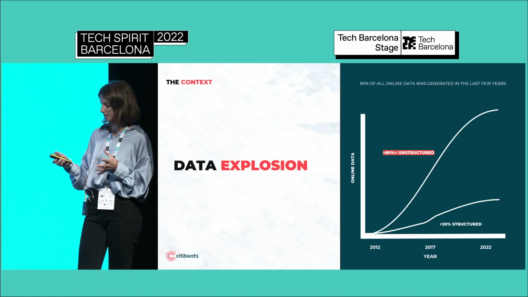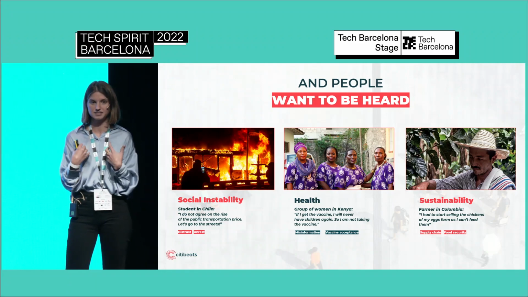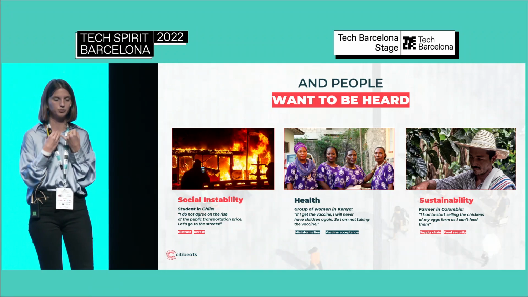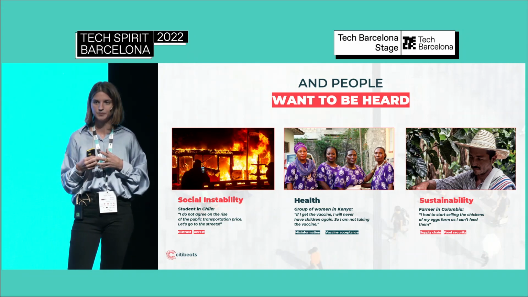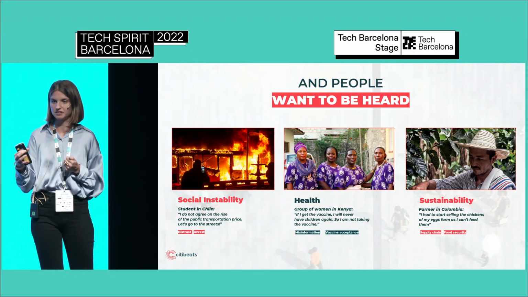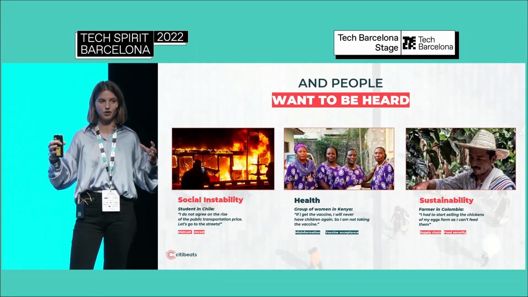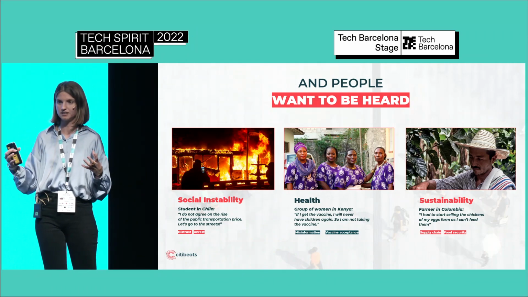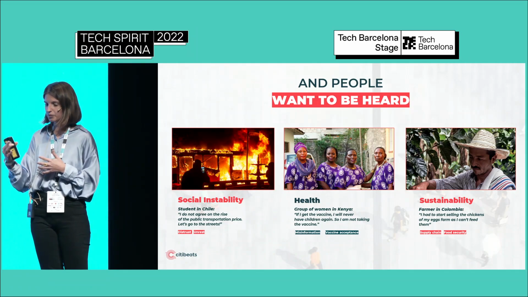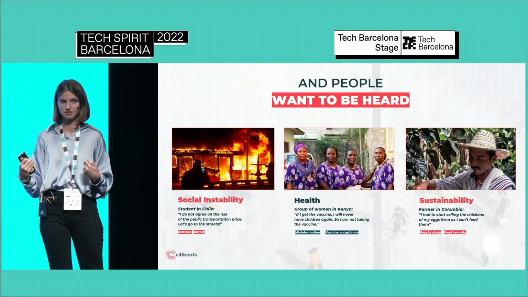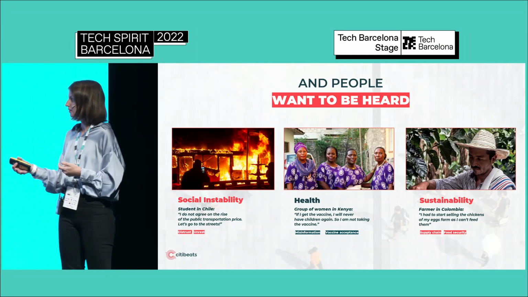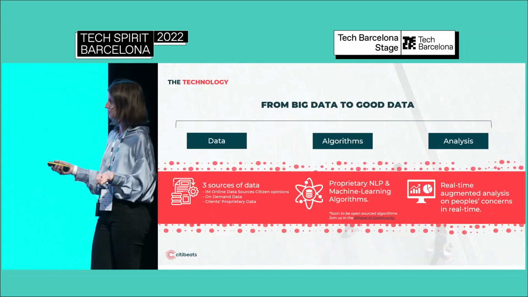And within that data, there's lots of us expressing our needs. I can express what worries me online, what I need, and what kind of questions I have. So policymakers and decision makers need to process and understand all this unstructured data that we are publishing online, even when we are talking to our friends and so on, because people want to be heard, and people want governments and big organizations to take decisions based on what we really need, not on what they think is better for us. So this is what Citibeats solves.